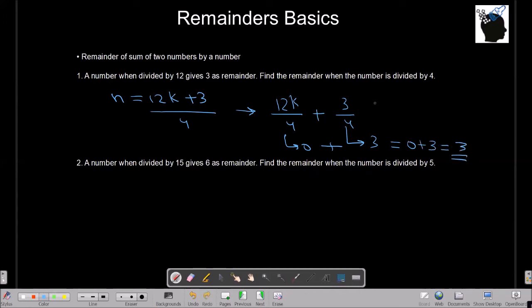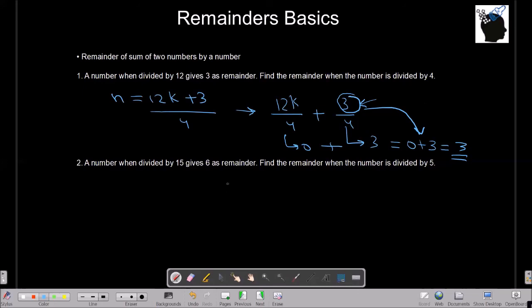Now notice one thing here. We were trying to divide a number 3 by a number which is greater than 3. Now whenever this is the case, your remainder will be the numerator itself. That's why we got the remainder as 3. So keep that in mind. Whenever you're trying to divide a number with a number greater than the number, then the remainder will be the number itself.